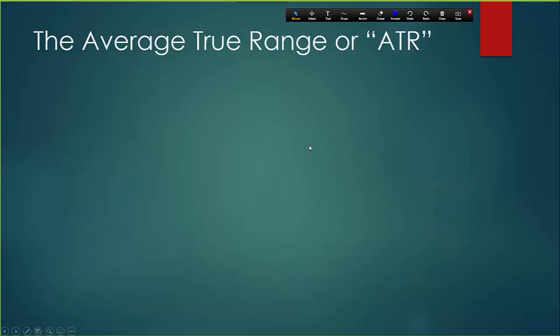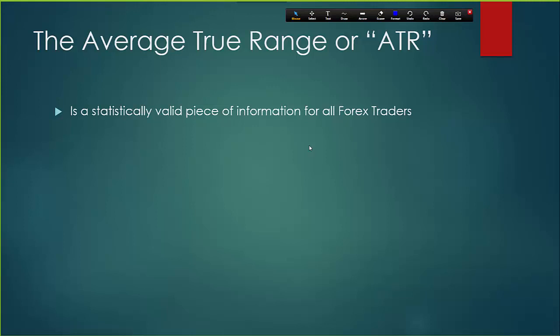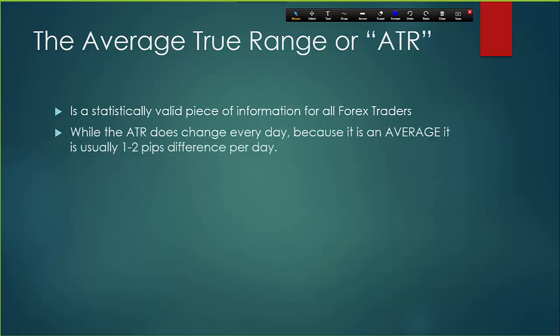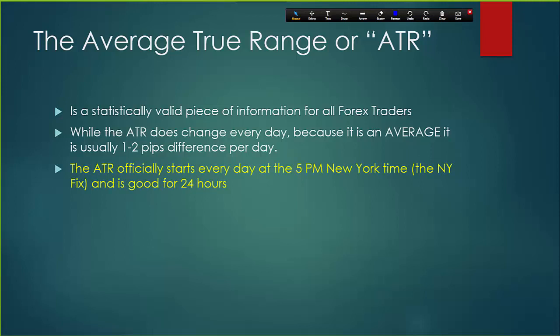So the average true range, or the ATR, is a statistically valid piece of information for all Forex traders. And while the ATR does change every day, because it is an average, it is usually only 1 or 2 pips difference per day, all right? So the ATR officially starts every day at 5 p.m. New York time, or the New York fix, and is good for 24 hours.